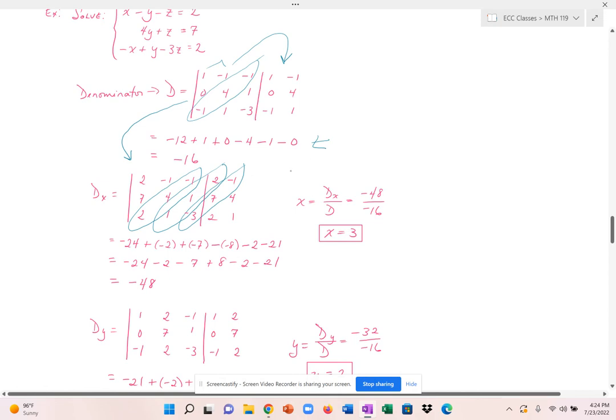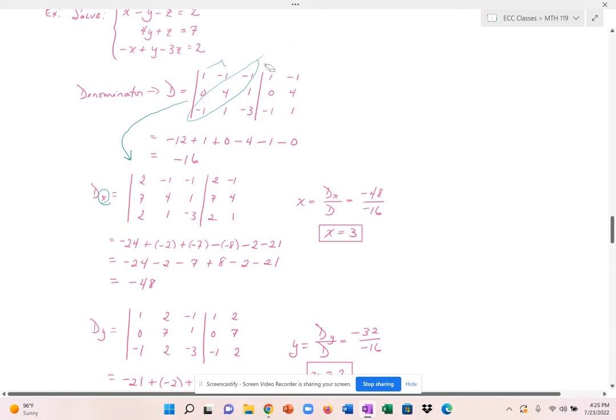But my x is the ratio of those two numbers that I just found. It's the determinant of the x coordinate, the numerator, divided by the determinant of just the coefficients, which will be used in the future calculations. So negative 48 divided by negative 16 gives me an answer of 3.